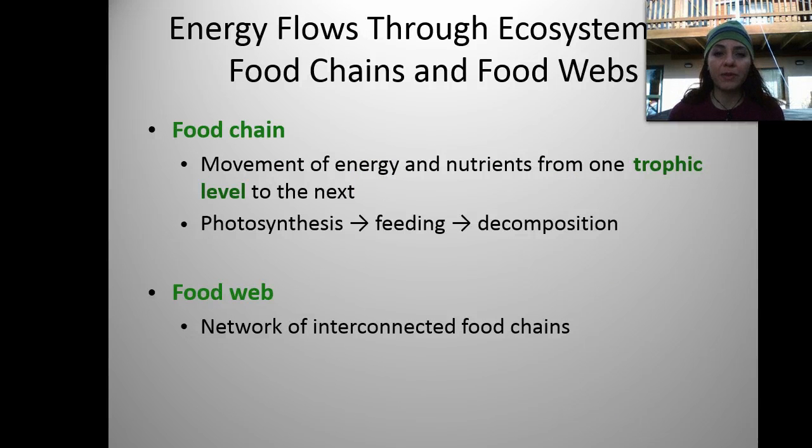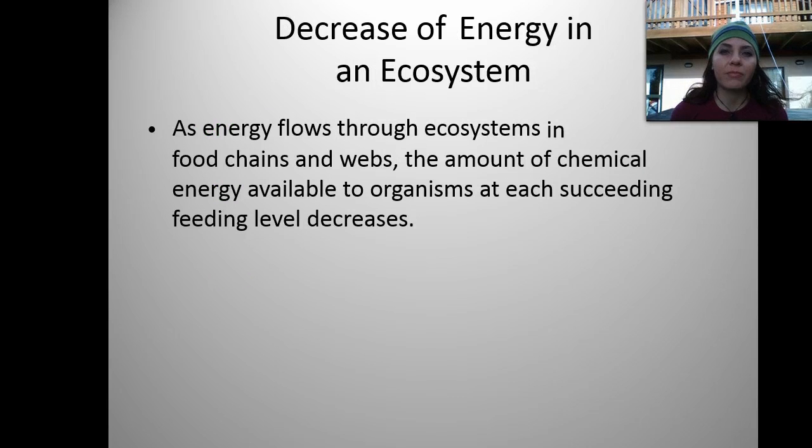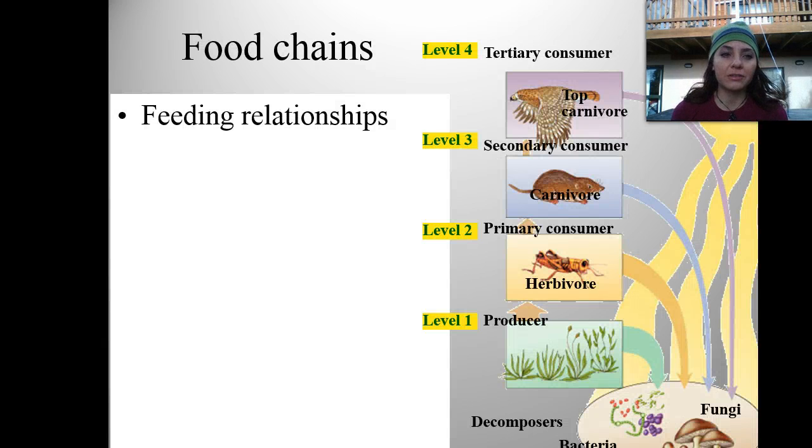Food chains are movement of energy and nutrients from one trophic level to the next. And it just shows one single chain. So one organism gives its energy to the next, to the next, to the next. A food web is a network of interconnected food chains, and it's an actual representation of ecosystems and what occurs there. At each of those trophic levels though, so for example, if I go from grass to a rabbit, we're going to lose energy. So as energy flows through ecosystems and food chains and food webs, the amount of chemical energy available to the organisms at each succeeding feeding level decreases.